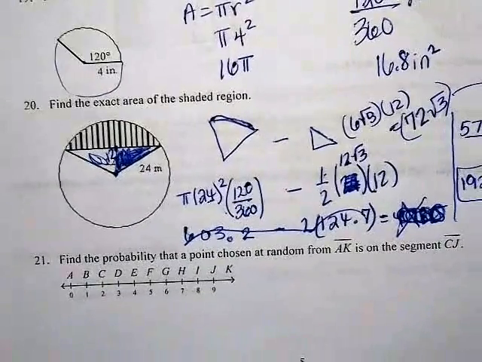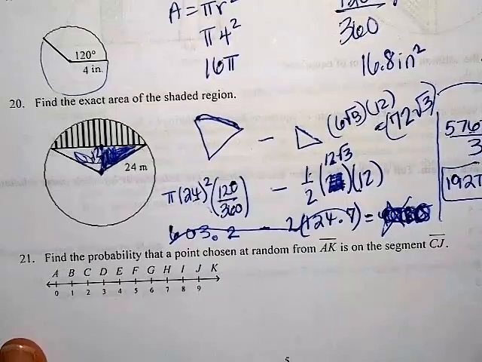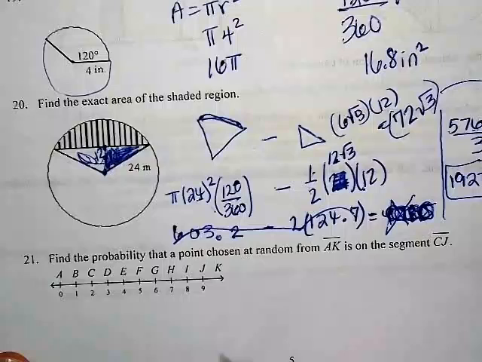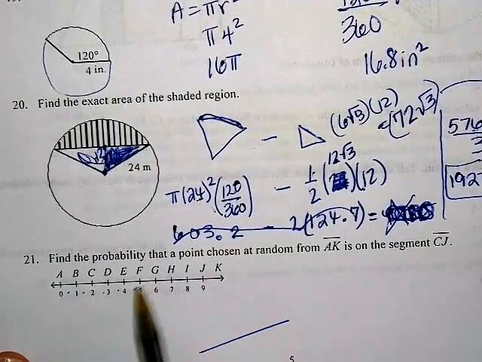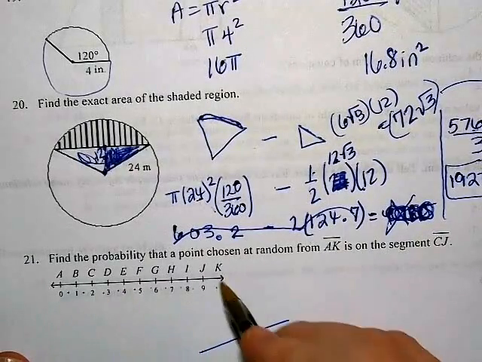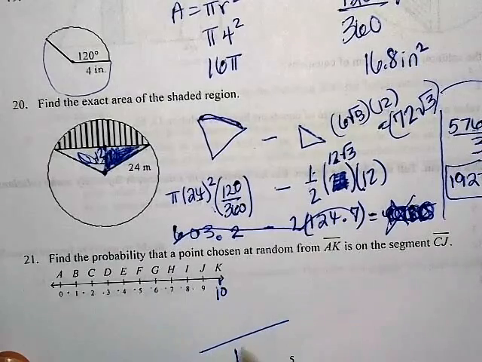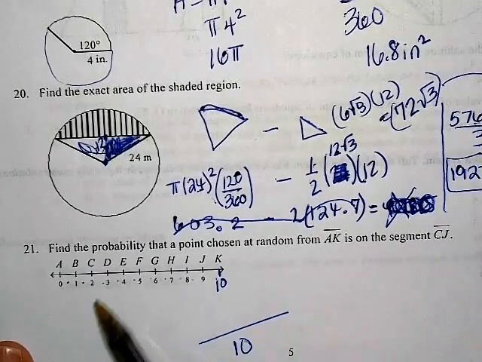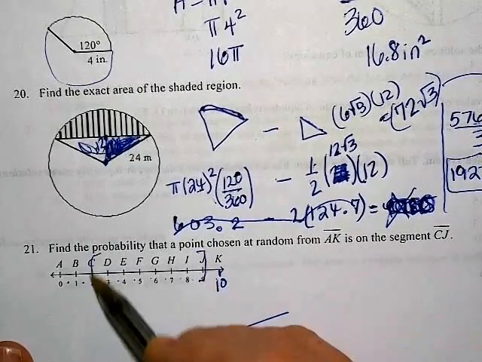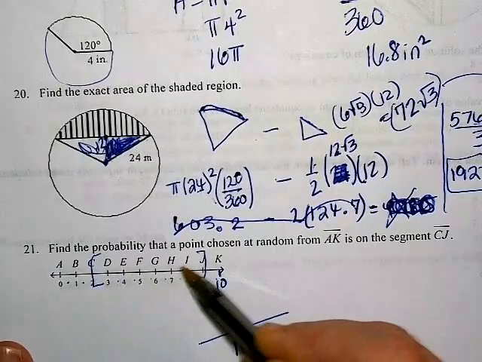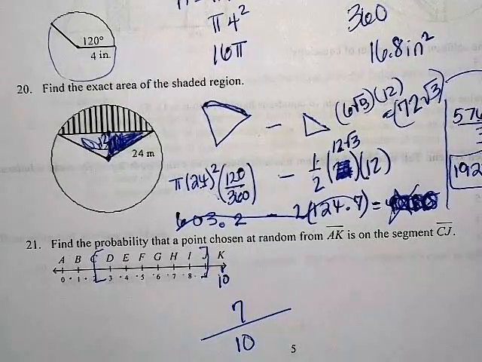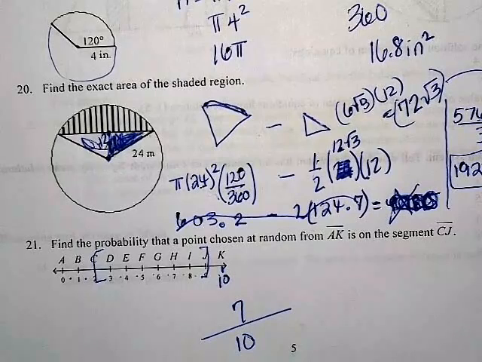21 says, find the probability that a point chosen at random on AK is on the segment from C to J. How long is A to K? 10? It's 10. K is actually located at 10. And A is located at 0. C to J. And 0 counts as a number, so that makes a total of 11 numbers. Right? That's right. But we're counting the spaces between the numbers instead of the numbers. I know. We're counting the spaces, not the numbers themselves. That's exactly right. So I get 7 out of 10 on 21.